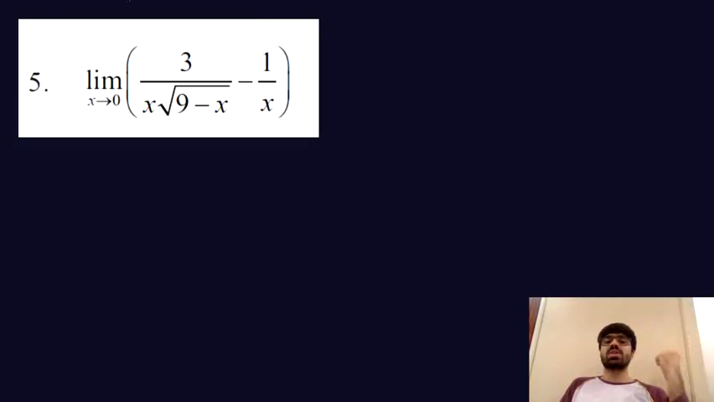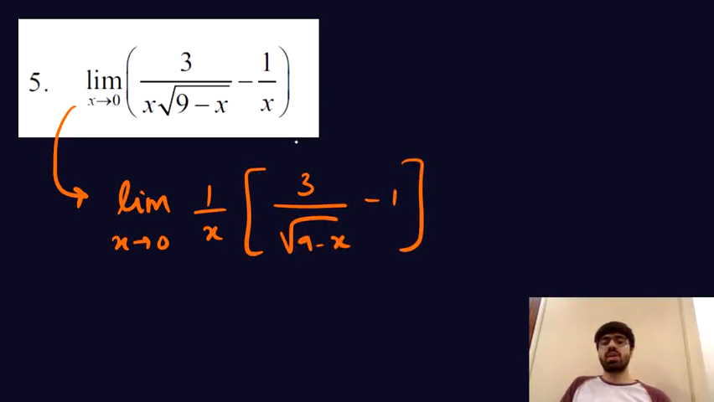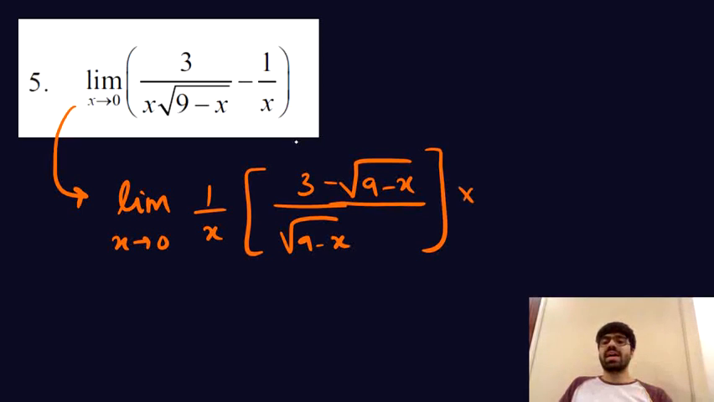Let's take one last question in this video. So the value for this expression will be limit of x tends to 0. We just need to combine the two terms, okay? So we can actually pull out an x common from the two terms. So we have 1 upon x, 3 upon root 9 minus x, minus 1. Club the two terms. This will be 3 minus root over 9 minus x. The whole divided by root over 9 minus x.